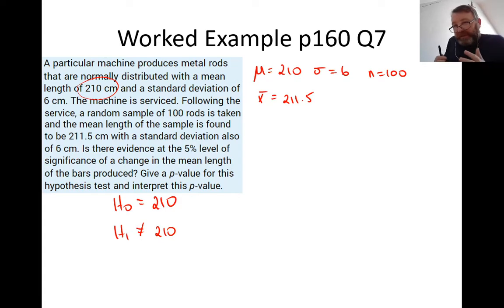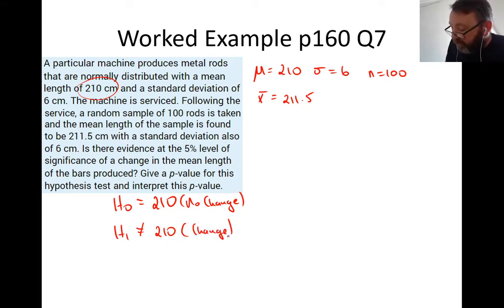Now, there's another way to say that, and I don't want to confuse you, but I just want to give you the option of being able to say it this way. The null hypothesis is equal to the original length, which also means that there is no change from the original population mean. The alternative hypothesis is that there is a change. That's what they mean. I prefer to stick with the first version: null hypothesis equals the parameter of the population, the alternative hypothesis is not equal to the parameter of the population. The parameter in this case is the length of those particular metal rods.